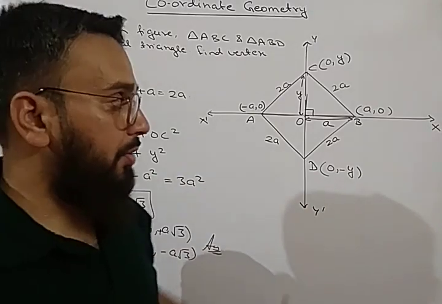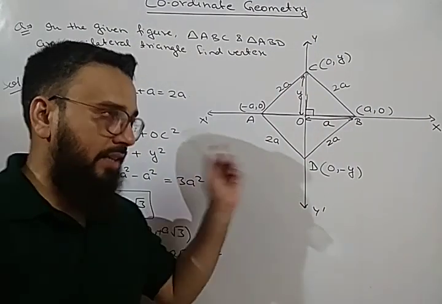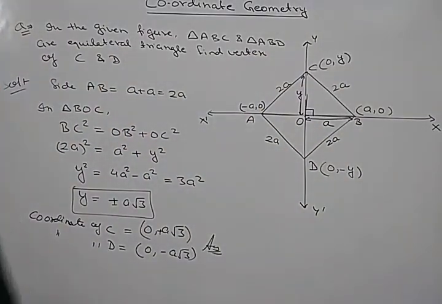Okay. So I hope now you are able to solve such types of questions whenever you are given an equilateral triangle and you have to find the vertex. It may be an isosceles triangle also, then also you can solve. Okay. So note it down.